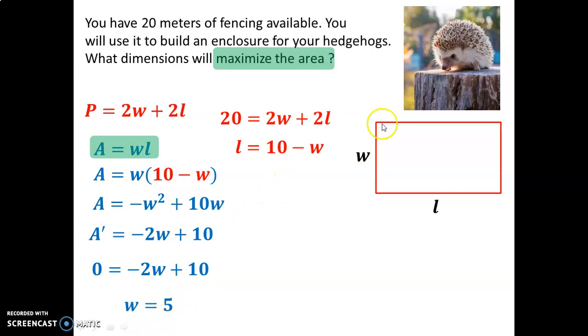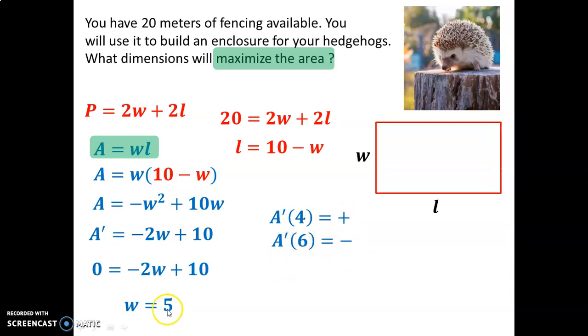So we just found out that when W is 5, we have found a max or min point. Let's confirm if it's max or min. I'm taking a value less than 5, putting it in the derivative, and I got a positive answer. Now take a value greater than 5, let's say 6, put it in the derivative, negative.